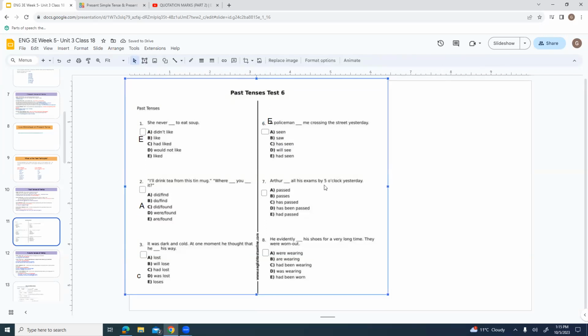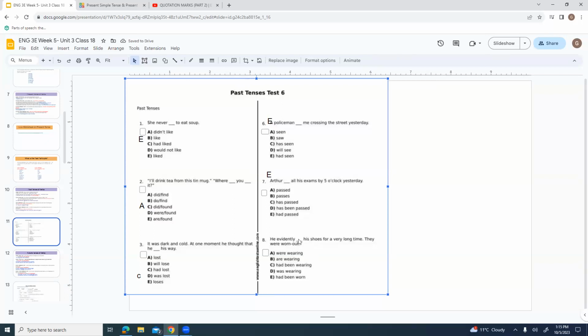Okay. Arthur something all his exams by 5 o'clock yesterday. All right. So it was done yesterday. So it's the past. And they're mentioning a time. So it's not going to be just a simple past, it's going to have to be one of the other types of pasts, right? So Arthur passed all his exams by 5 o'clock yesterday. Passes, no, because passes is current. Has passed, nope. Has been passed, had passed. Back to E again. He's our favorite so far. Sorry, it's not letting me grab the text box there. E.